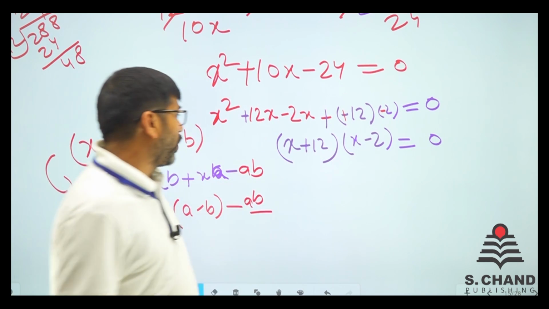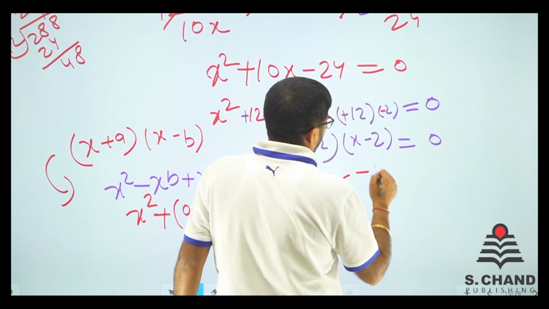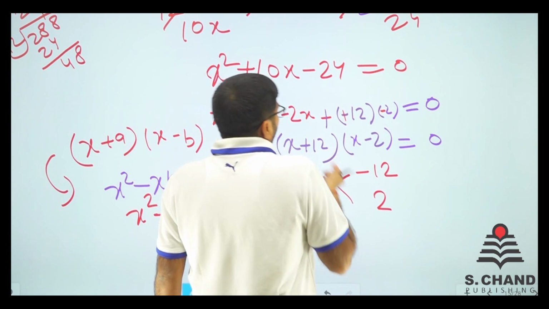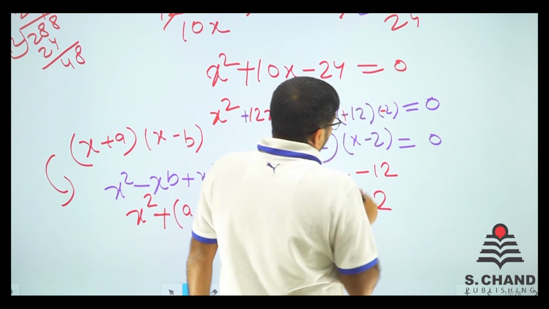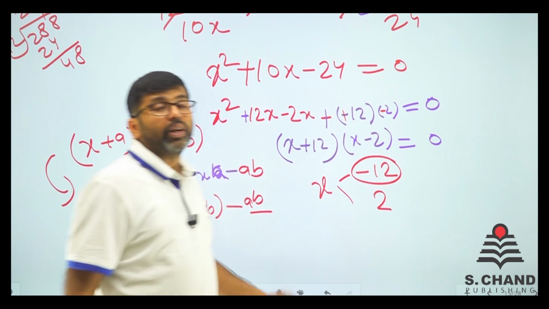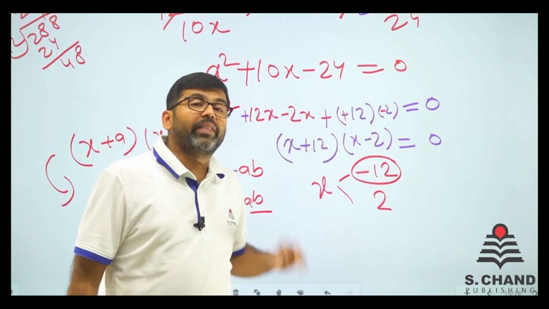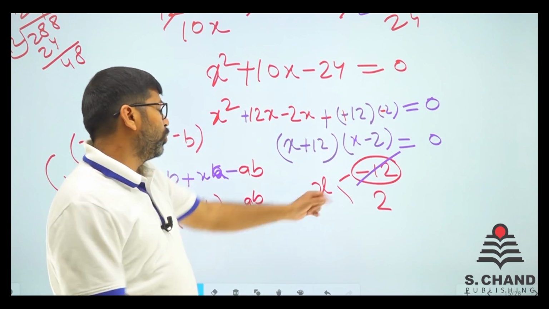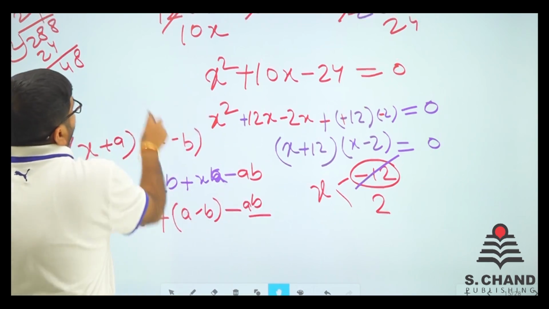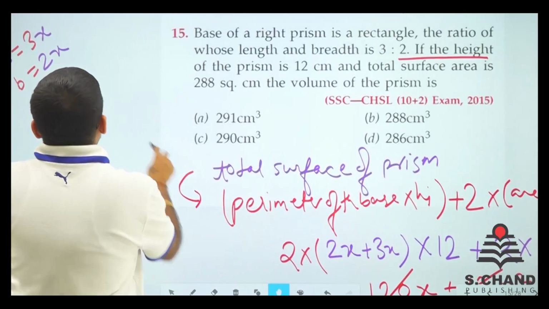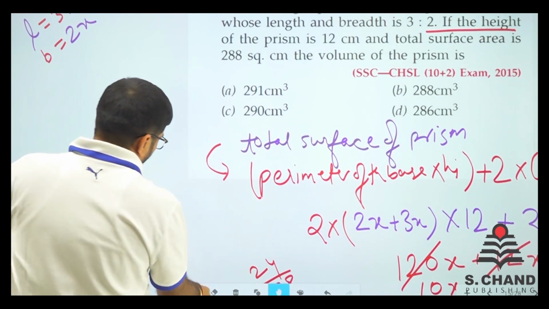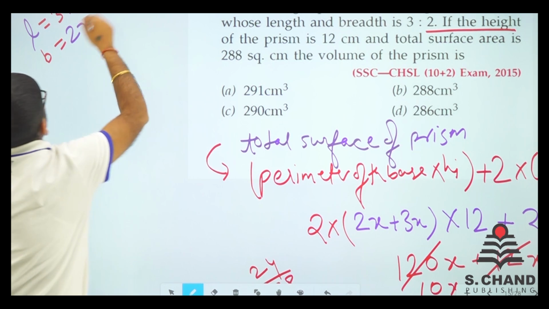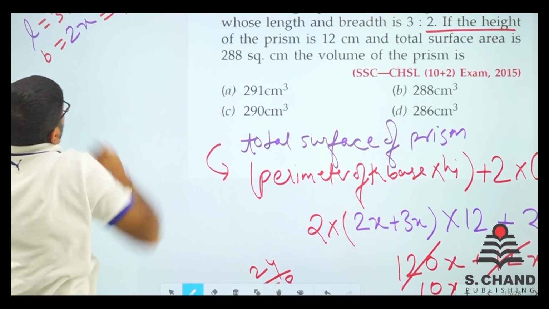So in these two cases, x can be either minus 12 or 2. Because if I put 2 here, 2 minus 2 is 0. Or if I put minus 12, then 12 minus 12. But x is actually related to length and breadth. So if it is related to length and breadth, it cannot be minus 12. So this value is absurd. So we put 2. Finally, we have got length and breadth here. So length will be 6 units, that is maybe centimeter, and breadth may be 4 centimeter, right?